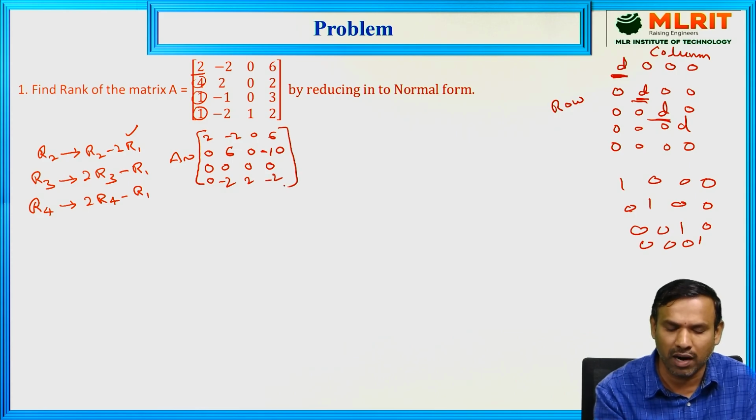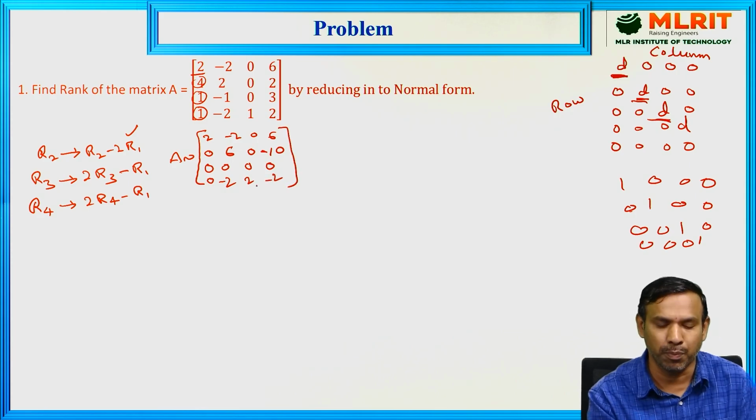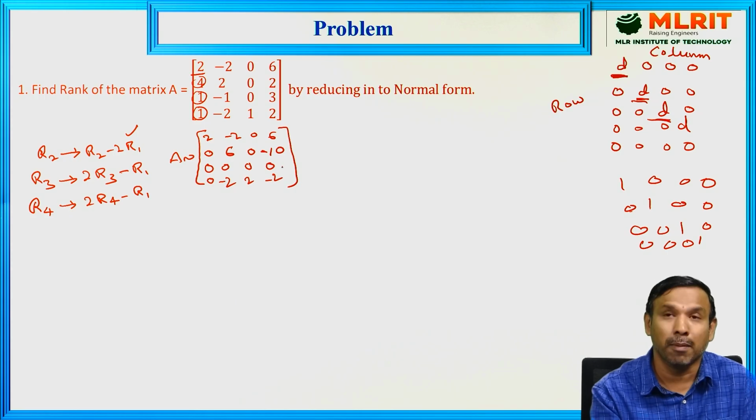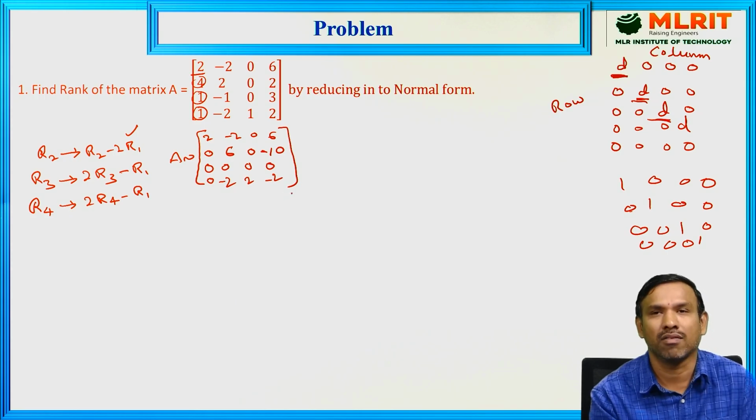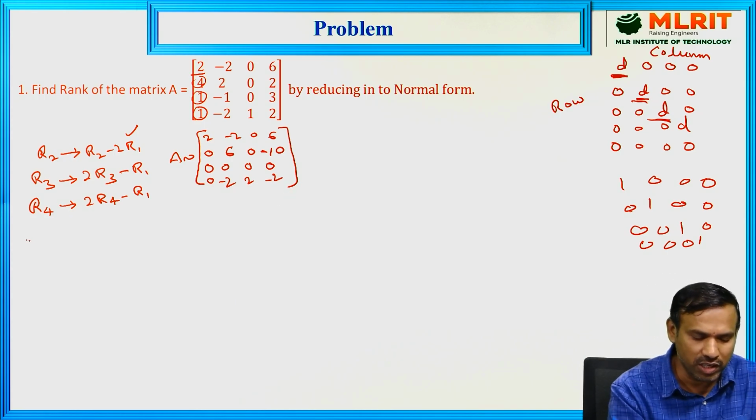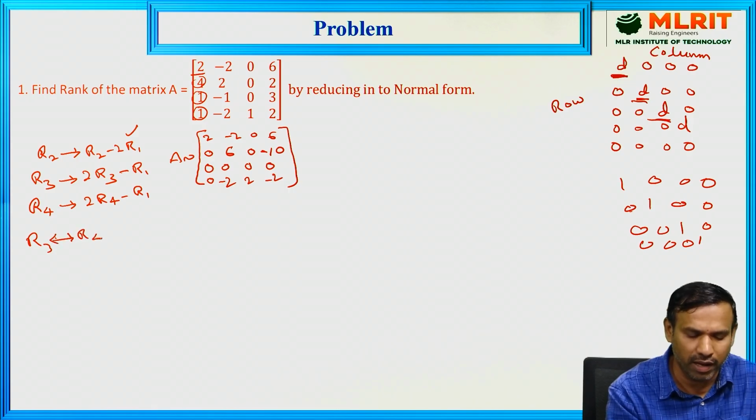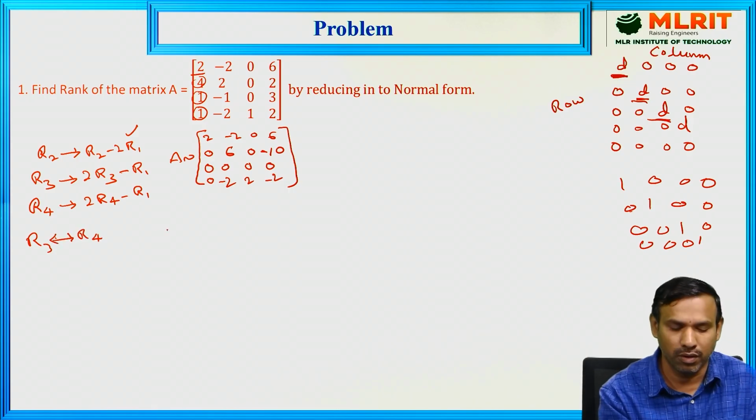But we know the procedure: any 0 rows that are there should be below the non-zero rows. First, it is better to make R3, which is a 0 row, go under the non-zero rows. Make it R3 and R4 interchange. Interchange means replacing R3 with R4 and R4 with R3.